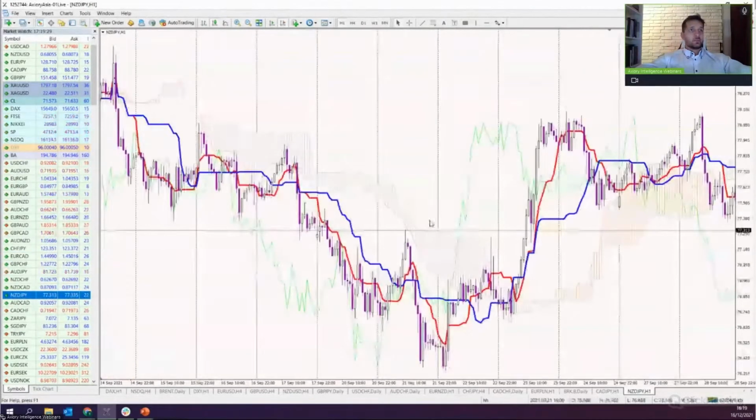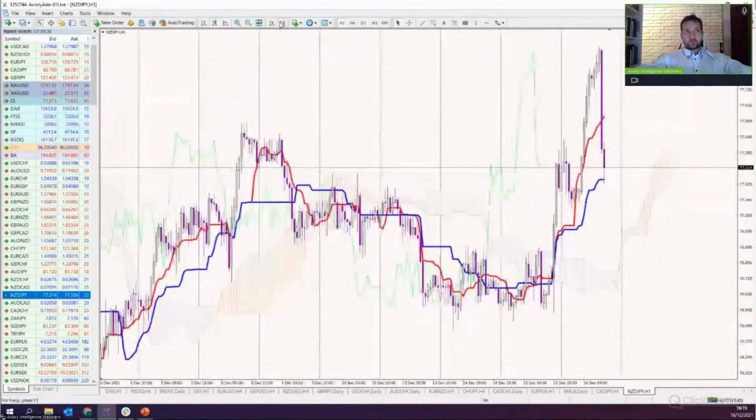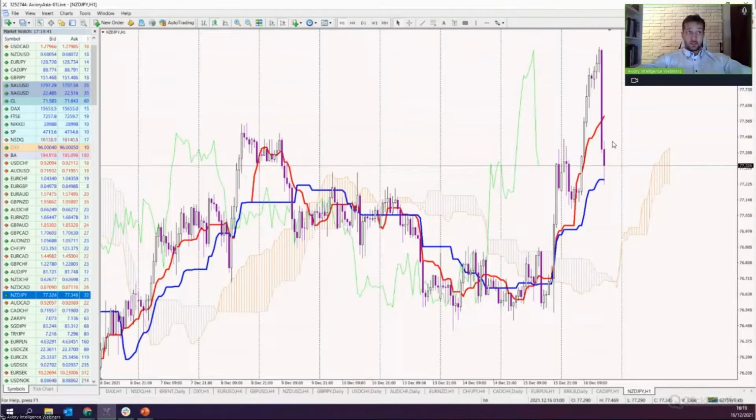Another one, New Zealand dollar to Japanese yen. One look, that's buy. We are above Kumo, and we have a buy signal from Kijun Sen and Tenkan Sen. So Tenkan Sen is above Kijun Sen. Fast one is above the slow one, and we are above Kumo. That's buy. One look, buy.